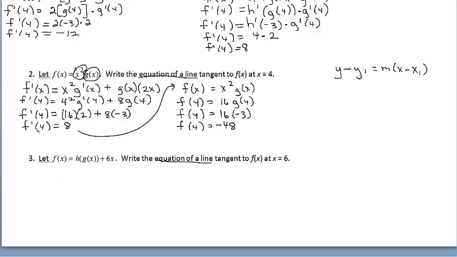Alright, so just pay attention to your notation. Know that the prime means slope, and without the prime, you're just using the regular function, you get the y-coordinate. So coming over here, I'm going to have y plus 48 equals 8 times quantity x minus 4.